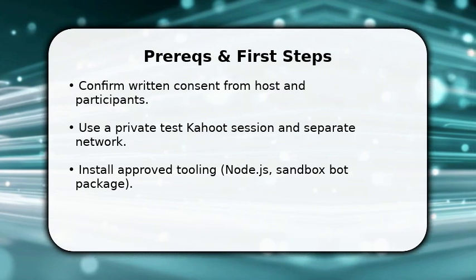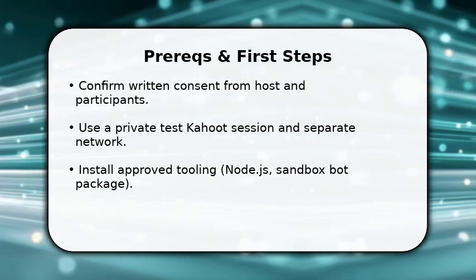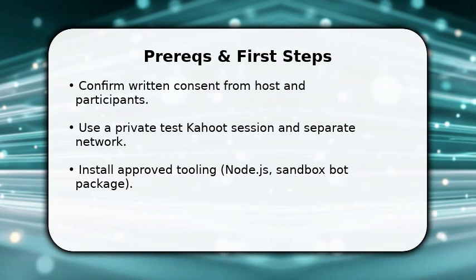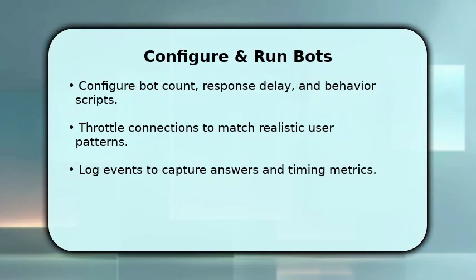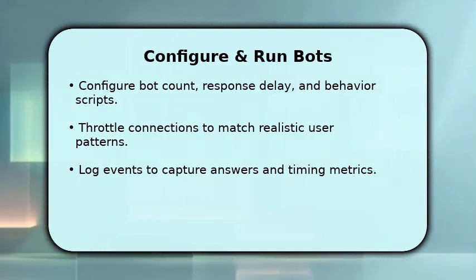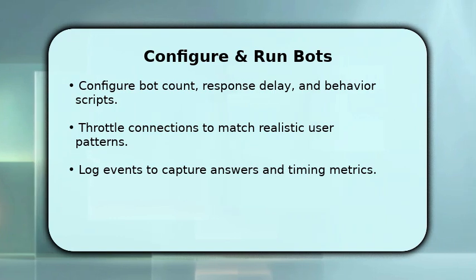Make sure to document scope and time limits up front so everyone understands this is for development or research, not for cheating or abuse. Now configure your bots with conservative parameters. Set the bot count, realistic response delay, and simple behavior scripts that mimic human timing. Start with a small number and ramp up slowly, watching server load and latency.